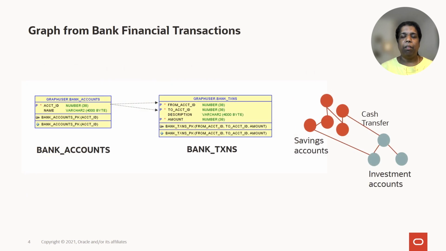Here's another example of bank financial transactions. You have a table, bank accounts. You have another table, bank transactions, which tell you when a cash transfer was made from one account to another. Bank accounts become vertices in your graph, and every time a cash transfer happens between two accounts, that's a relationship between the accounts, and that can be modeled as an edge. So you can model your data this way to get a cash transfer bank graph.